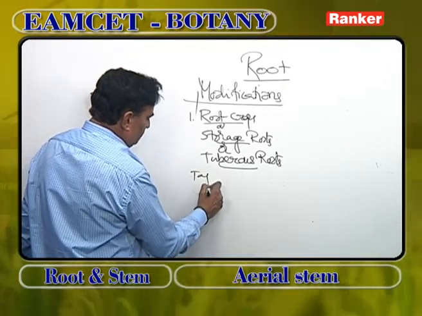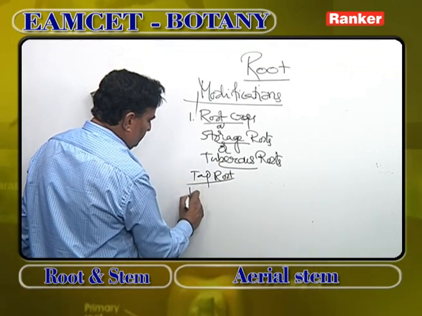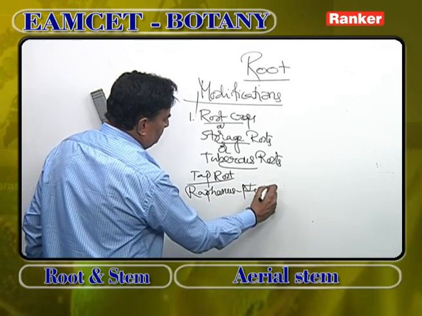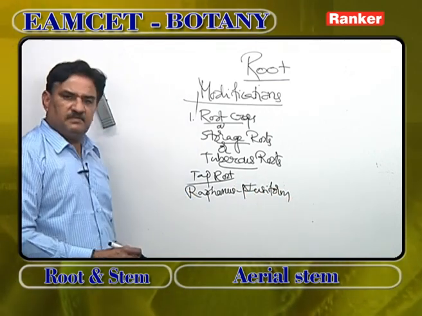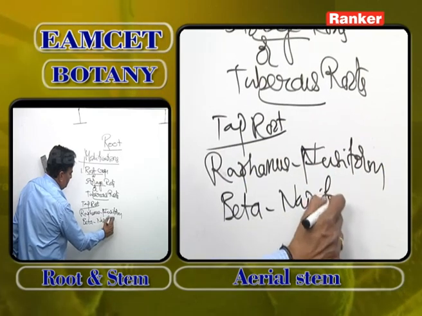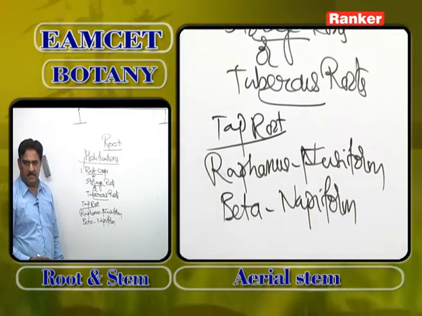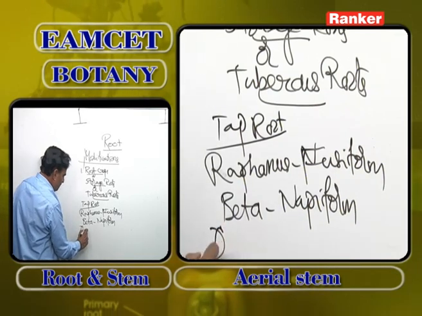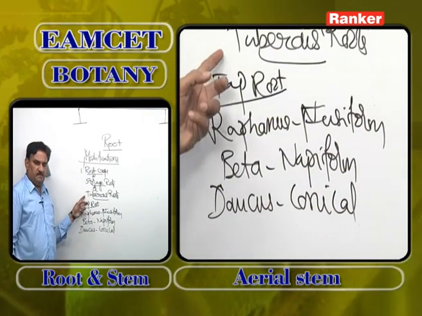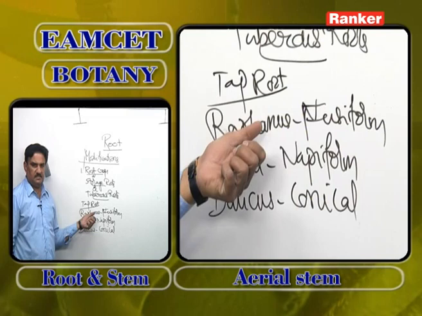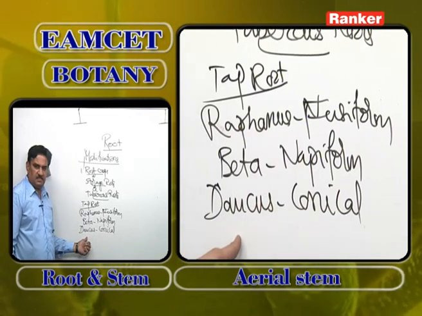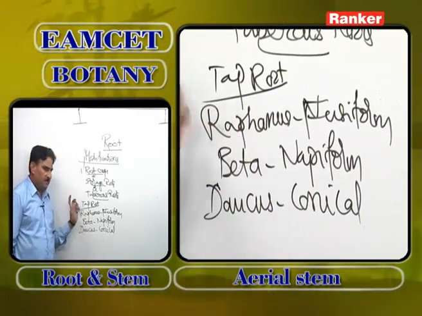In this, by the storage of food material, taproot modifications are in Raphanus radish, it is fusiform. In Beta vulgaris beetroot, it is napiform. Upper portion is very large, lower portion is completely narrow, is napiform. In Daucus carota carrot, it is conical. So, in taproot modification, storage of food material, Raphanus radish fusiform, Beta vulgaris beetroot napiform, Daucus carota carrot conical. These are all taproot modifications.